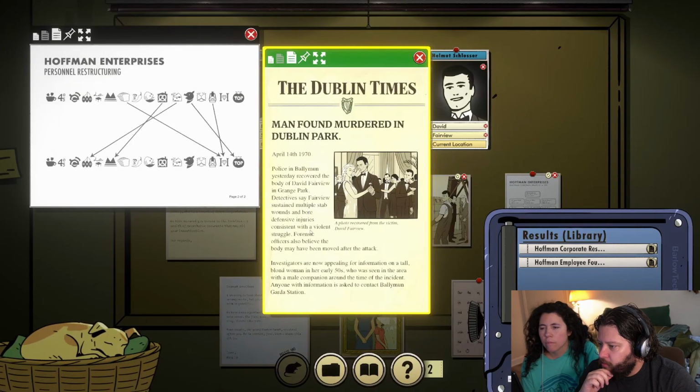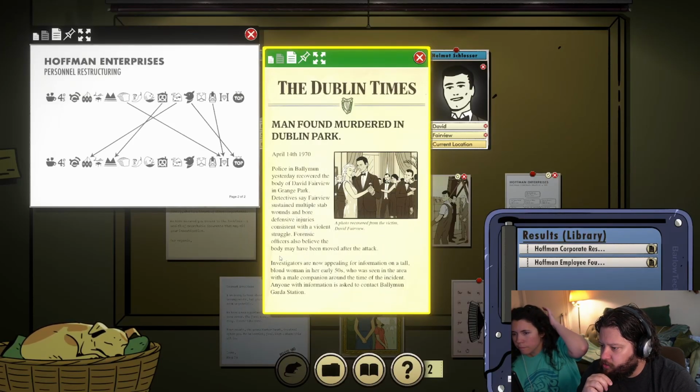Sustained multiple stab wounds and bore defensive injuries consistent with a violent struggle. The body may have been moved after the attack. Now appealing for information on a tall blonde woman, early 50s, who was seen in the area with a male companion around the time of the incident.